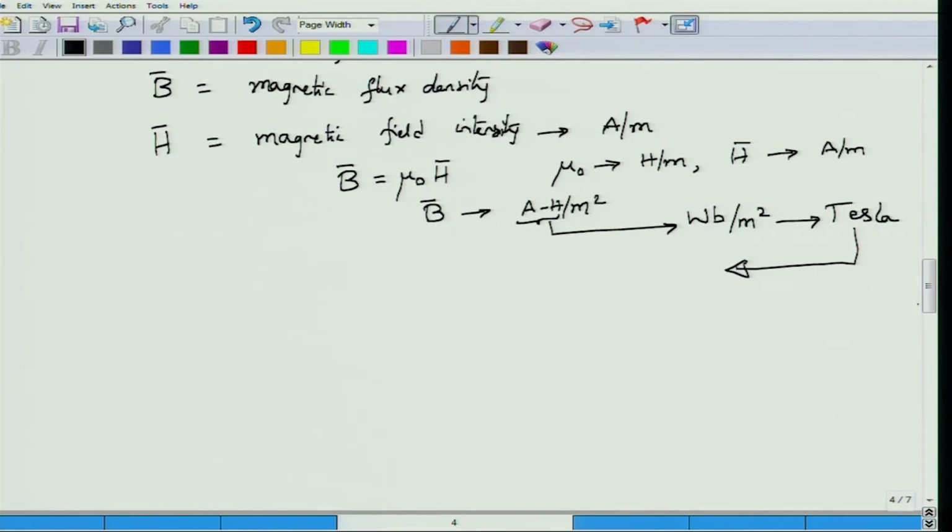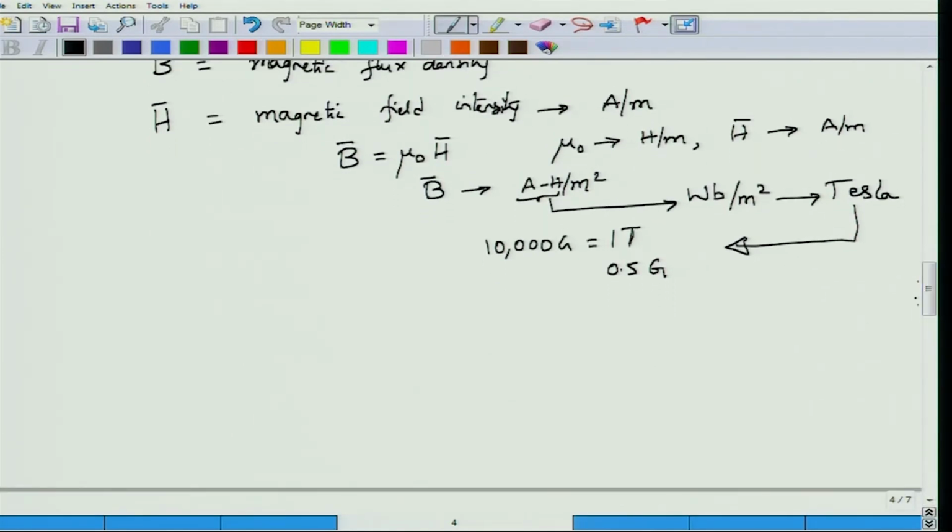Gauss is a very nice measurement because the Earth's magnetic field density is around 0.5 Gauss. So Tesla is related to Gauss in the sense that 10,000 Gauss is equal to 1 Tesla. So you have to understand all these different units of measurement for magnetic field. It is unfortunate that there are so many units, but that is the way of life here in electric and magnetic fields. There is no one set of universal units that are adopted by all people.